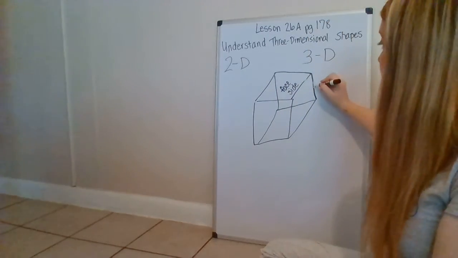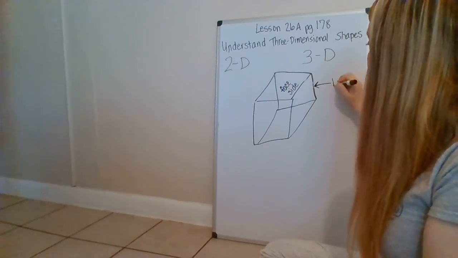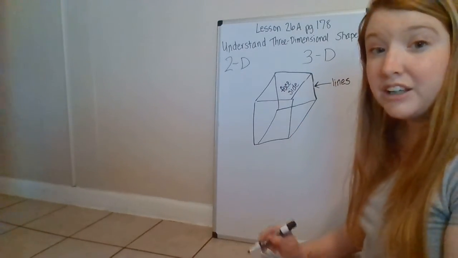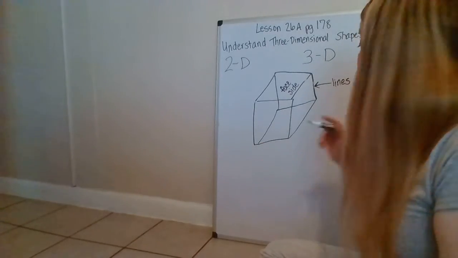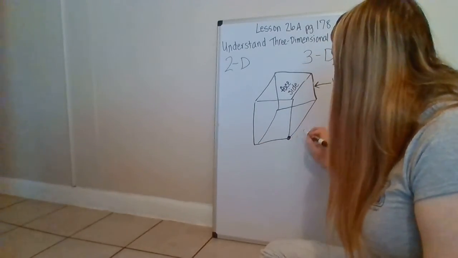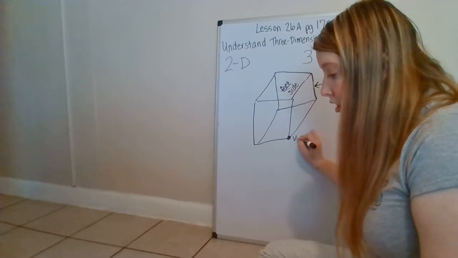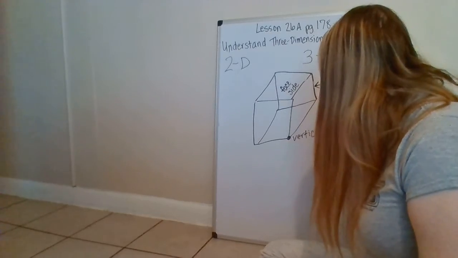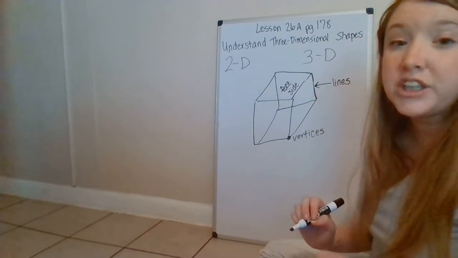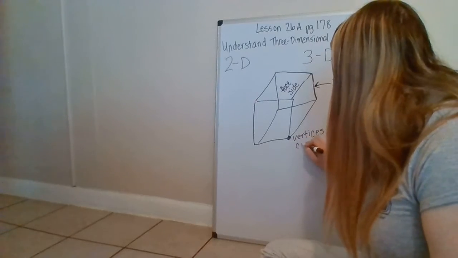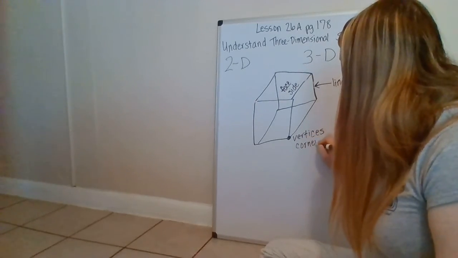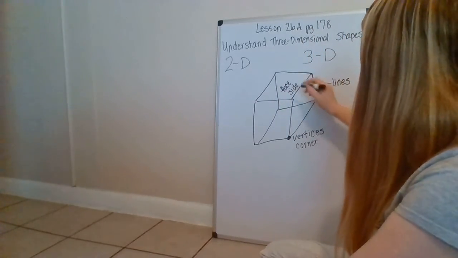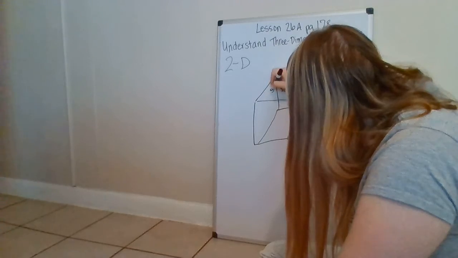And then we have these, which are lines. And then when we have a 3D shape, it has a corner. So these are our corners. We like to call them corners, or you can call them vertices. So that word is vertices, which is the same thing as a corner. Another word that they call this is a surface.